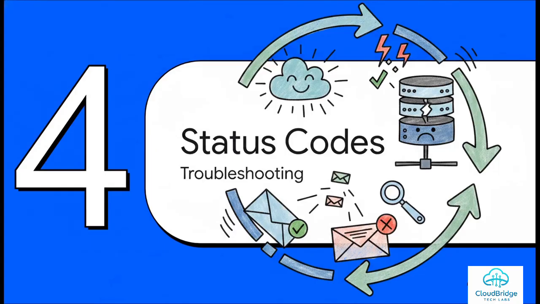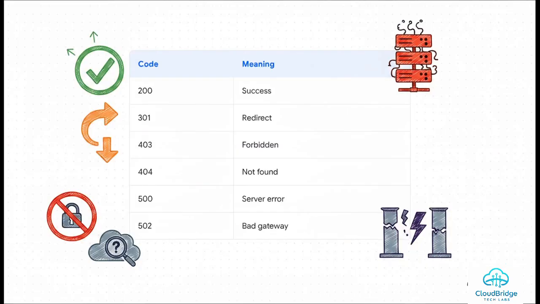All right, Section 4, troubleshooting HTTP status codes. Every single time you make an HTTP request, the server answers back with a numerical status code. Here are the main ones you absolutely must commit to memory. A 200 means success, everything worked perfectly. A 301 is a redirect, basically telling your browser to go look somewhere else.